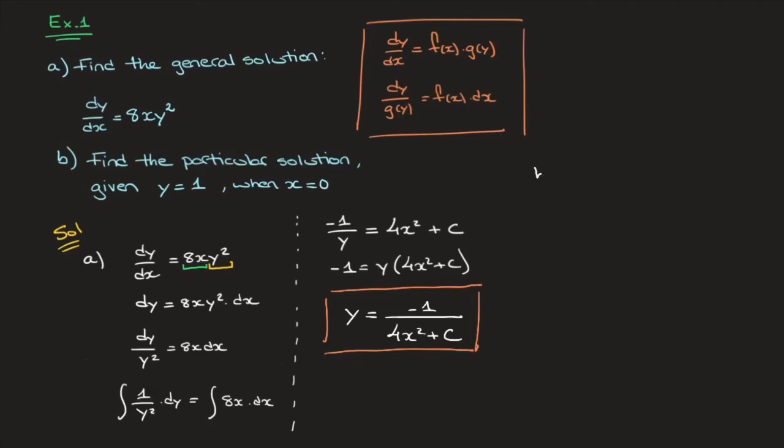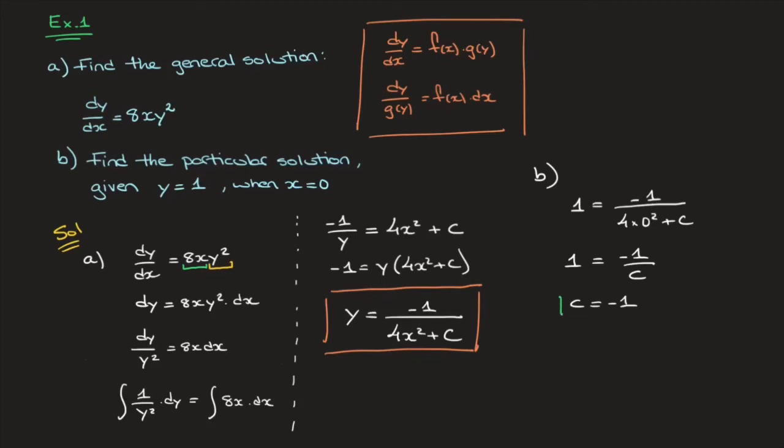We move on to question B, in which we need to find a particular solution given y equals 1 when x equals 0. Well, for that, all I have to do is copy the general solution that I have here, replacing y by 1 and x by 0, and I'll then solve for c. So that would be 1 equals negative 1 over (4 times 0 squared plus c), and that becomes 1 equals negative 1 over c. And we quickly find c equals negative 1.